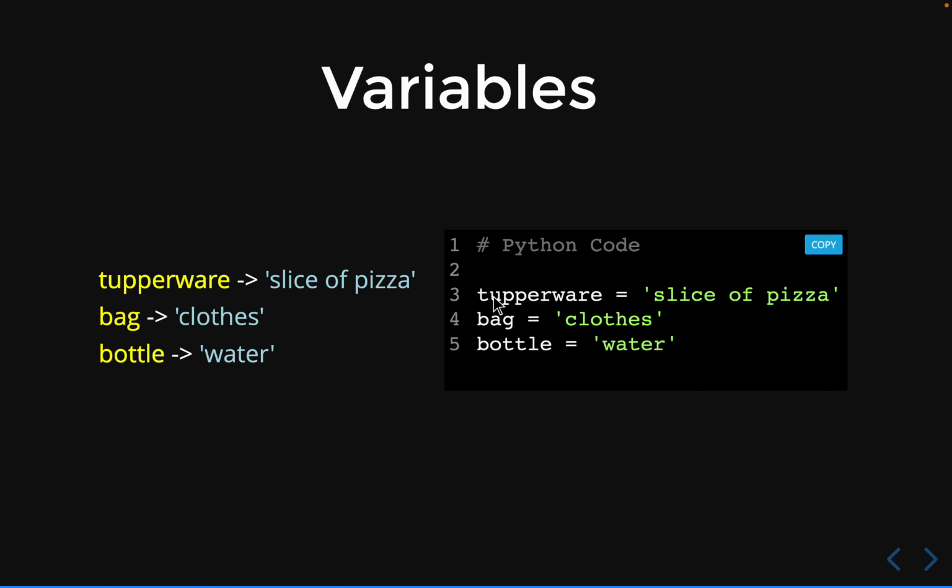On the left you can see Tupperware is a variable and the variable of Tupperware is holding a value of slice of pizza. This equal to is also called the assignment operator. That means we are assigning the value on the right to the variable on the left. And the same thing goes with bag and bottle as well.